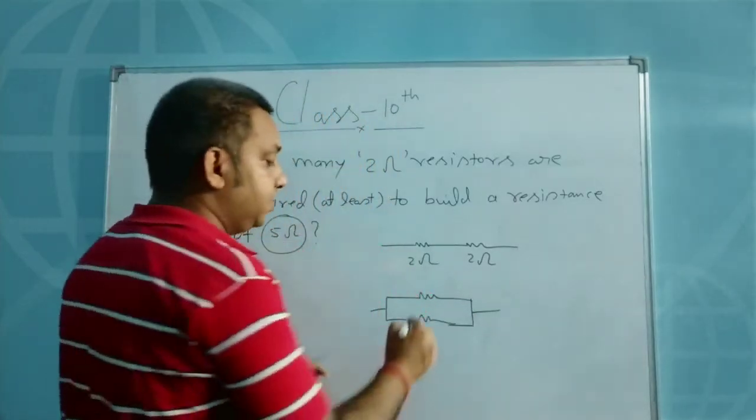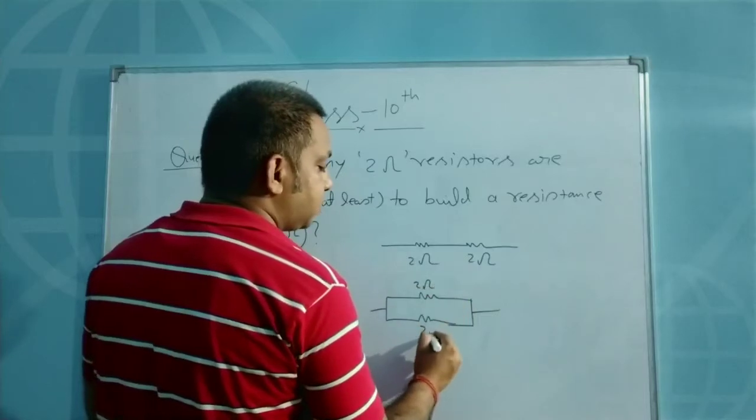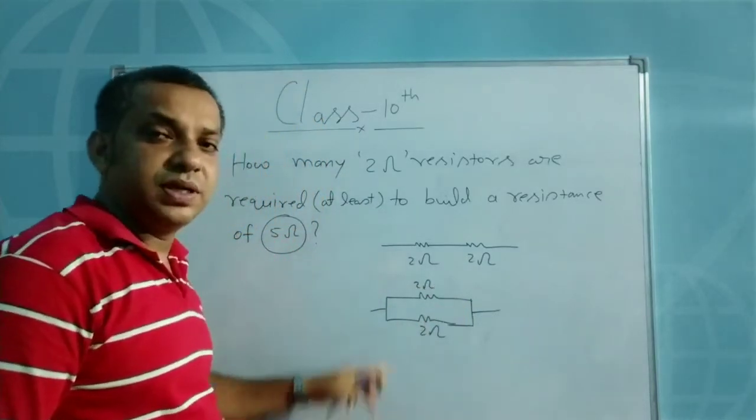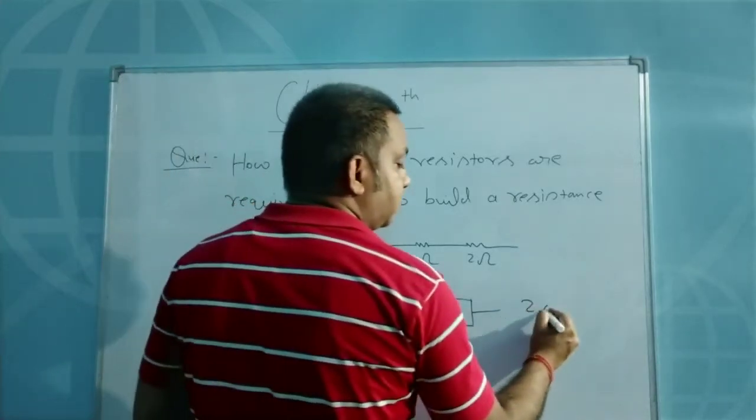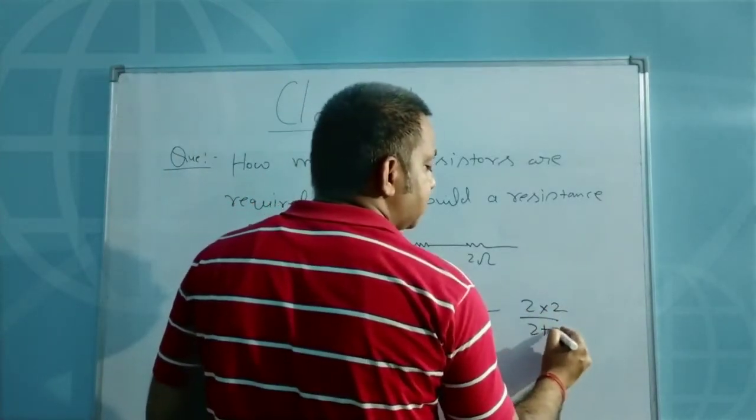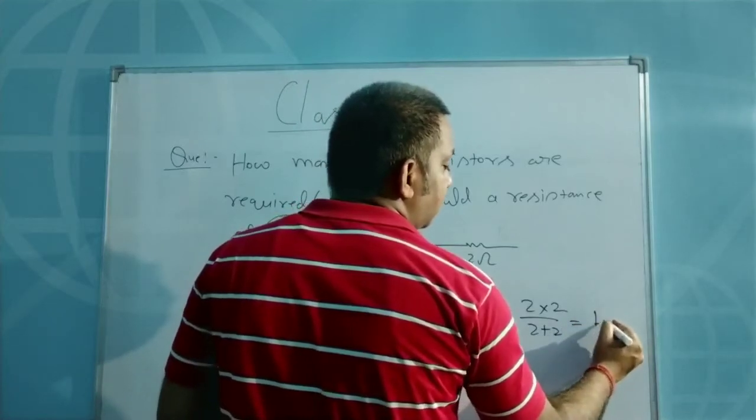in the parallel combination, suppose this one is again 2 ohm and this one also 2 ohm. So this time what will you get as the R net? Again R1 R2 divided by R1 plus R2. That means 2 into 2 divided by 2 plus 2. That means you will get 1 ohm.